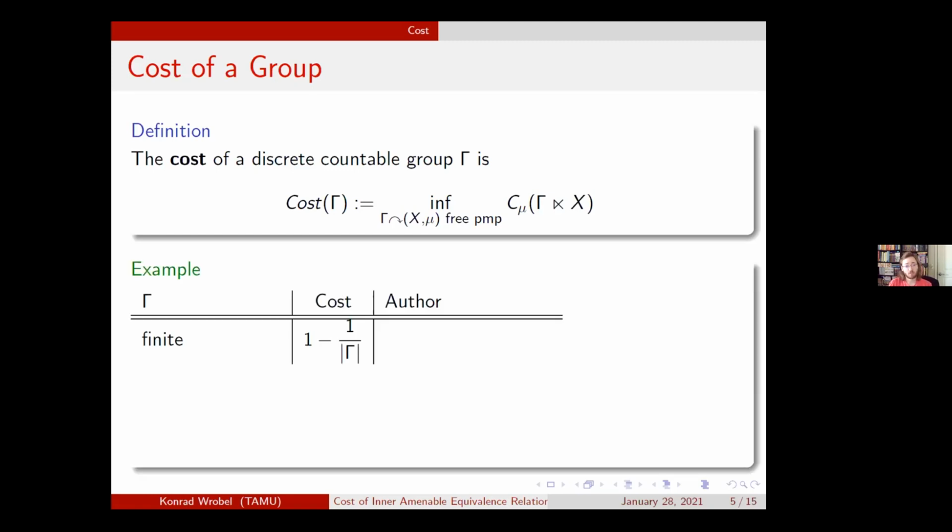for finite groups, it's a really elementary calculation. If you look at a free PMP action, every single equivalence class has the size of that finite group. And so you can just come up with a generating set by hand that has cost 1 minus 1 over the size of the group. I guess it's important to say that for infinite groups, cost cannot be less than 1. Finite groups are the only groups that can have cost less than 1.